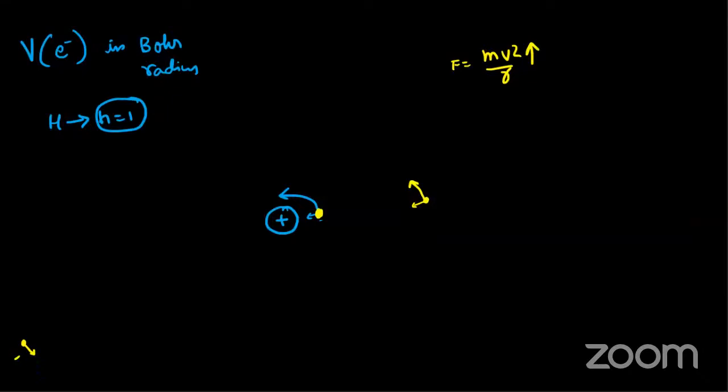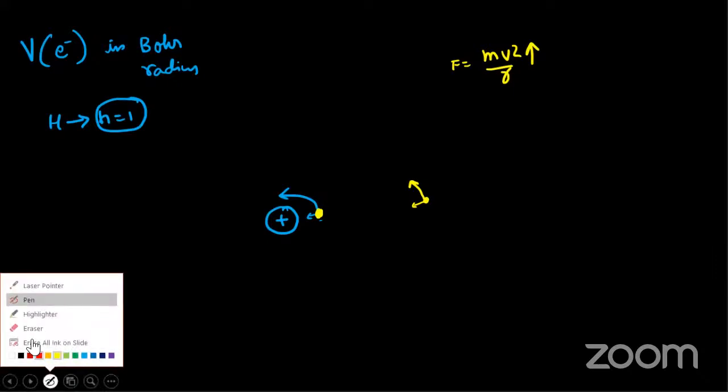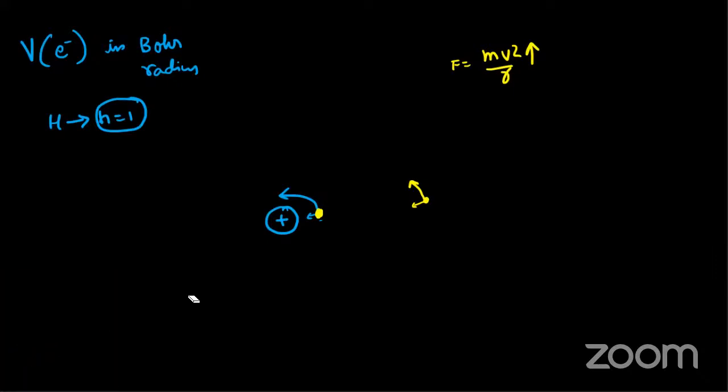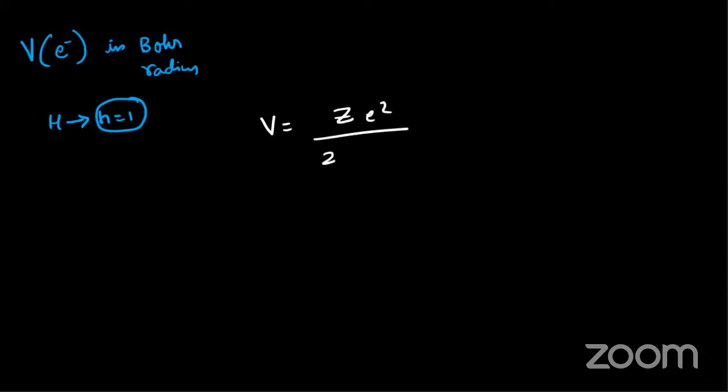So did anyone of you find the velocity of the electron in the first orbit? We have derived the formula for velocity. Velocity is equal to Z e square by 2 epsilon naught n h. If we solve this equation, we'll get the answer.